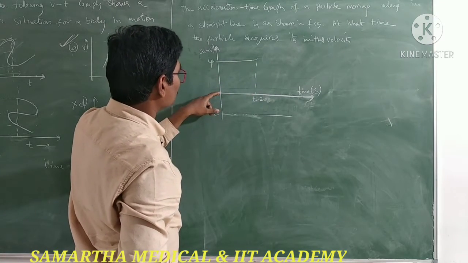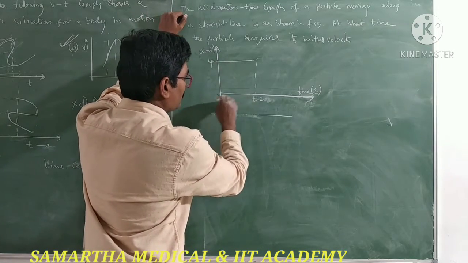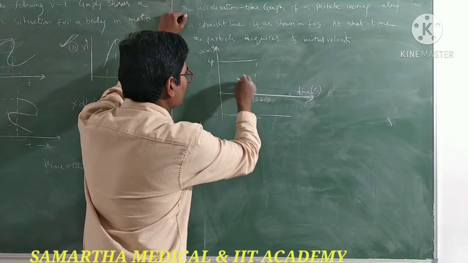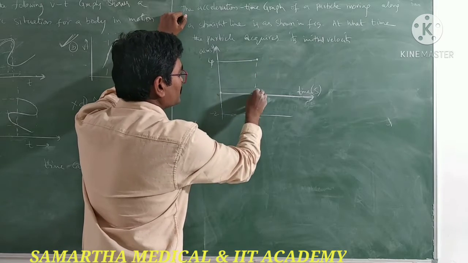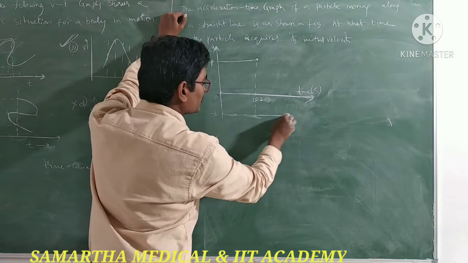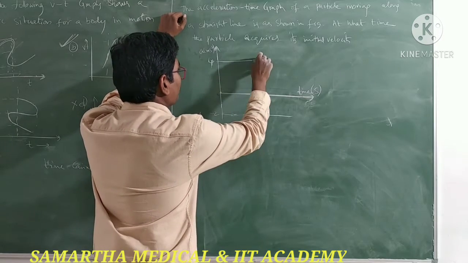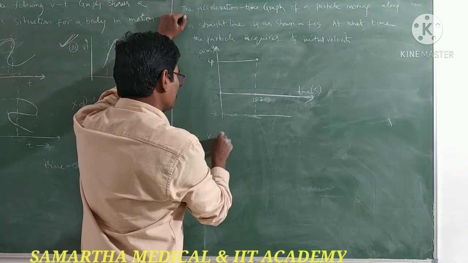That means the particle started from the horizon, right? Up to 2 seconds we are finding the final velocity. Whatever final velocity you find here will be the initial velocity for the next case of retardation of minus 2 meter per second square. So till here you can find the velocity of the particle. It gives v is equal to u plus at.